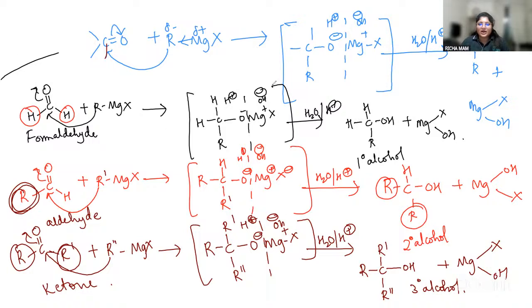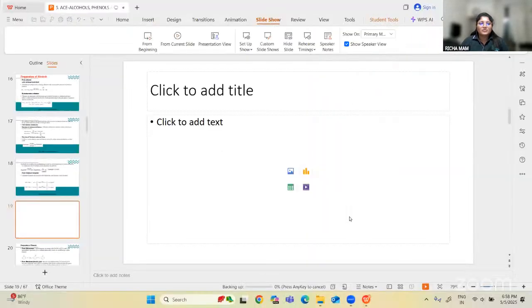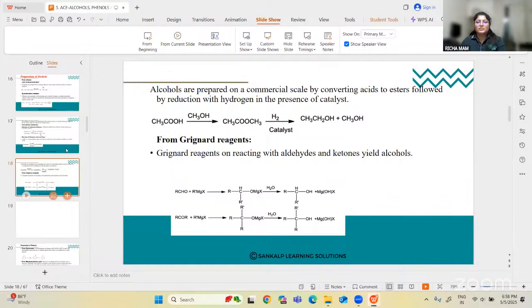So they have asked, based on this, if they ask you to form the secondary alcohol, what are you going to use with Grignard reagent? You are going to take an aldehyde, and except for formaldehyde, any aldehyde you can take. So with Grignard reagents, we get the alcohol.